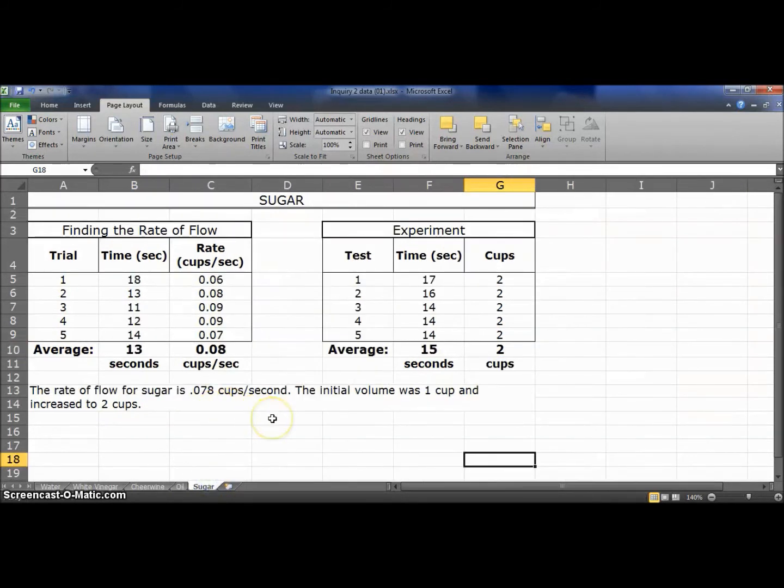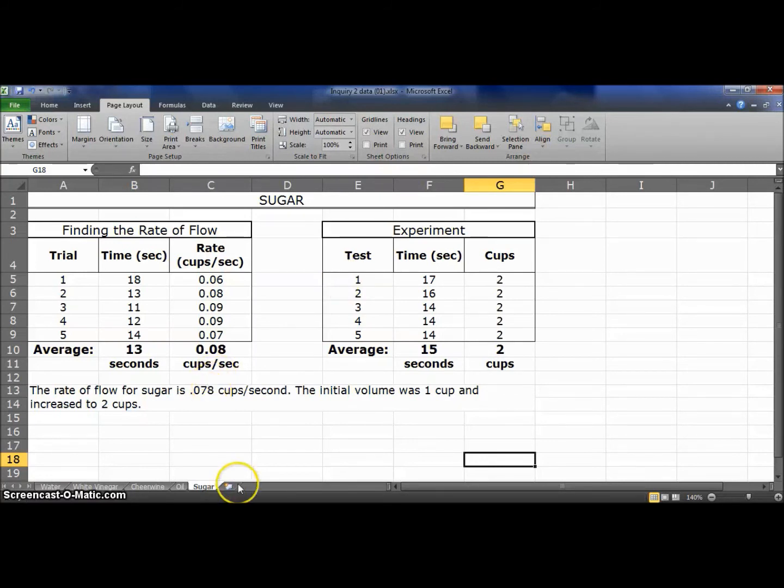And finally, sugar. Sugar was a little bit different. We had a rate of flow of 0.08 cups per second of the sugar. And that was about 13 seconds per cup, which is a lot faster than any of the other ones that we had done. But again, whenever we did the experiment and we recorded all of our data, we started with 1 cup and increased to 2. And it does turn out that with our experimental times, we should have gotten 2 cups, which again, experimentally and mathematically match.